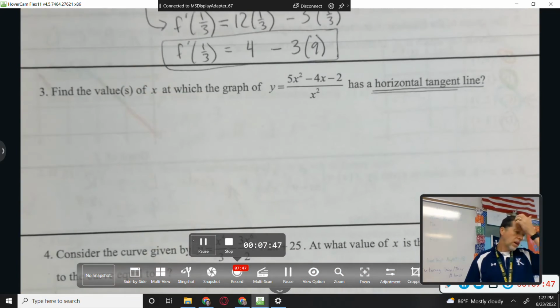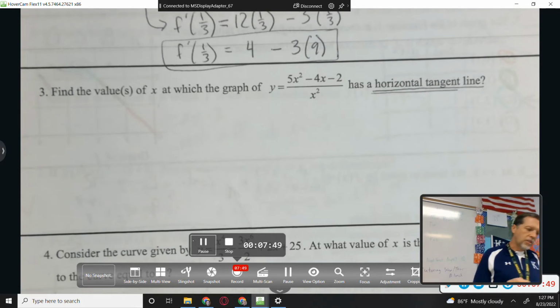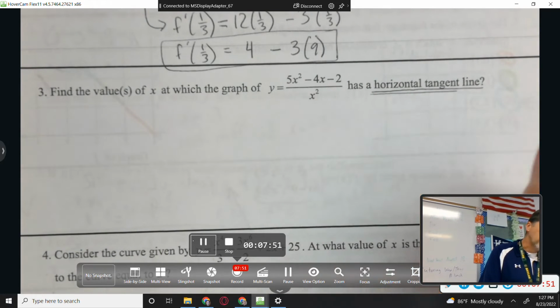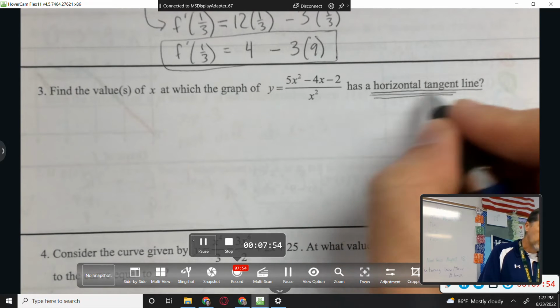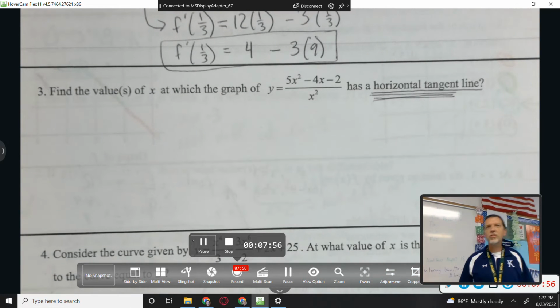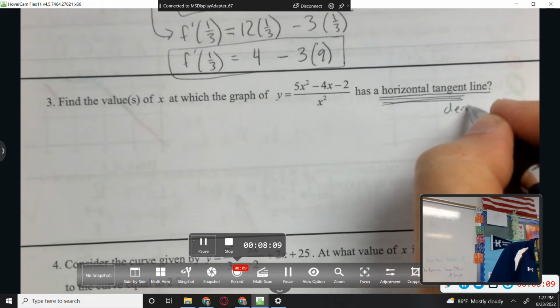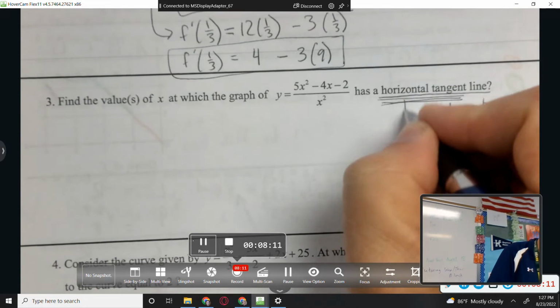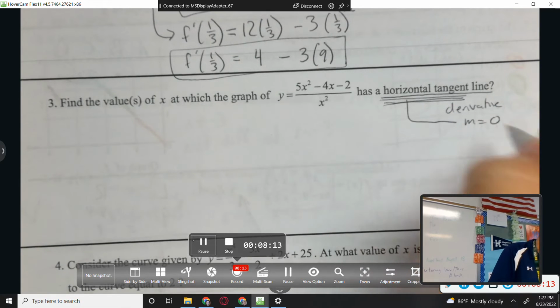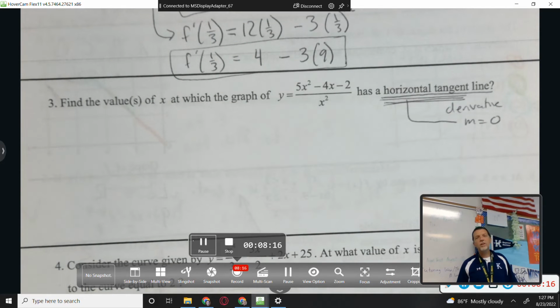Number 3, find the value of x at which the graph has a horizontal tangent line. Okay, well first just show me with your arm what a horizontal line looks like. Good job. What's the slope of one of these? 0. So tangent line means derivative. Horizontal means slope equals 0. So we want to see where the derivative is equal to 0.